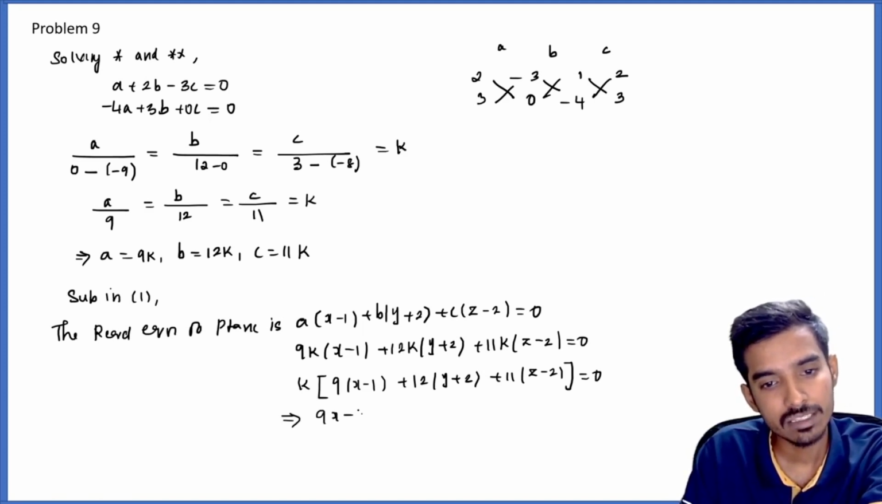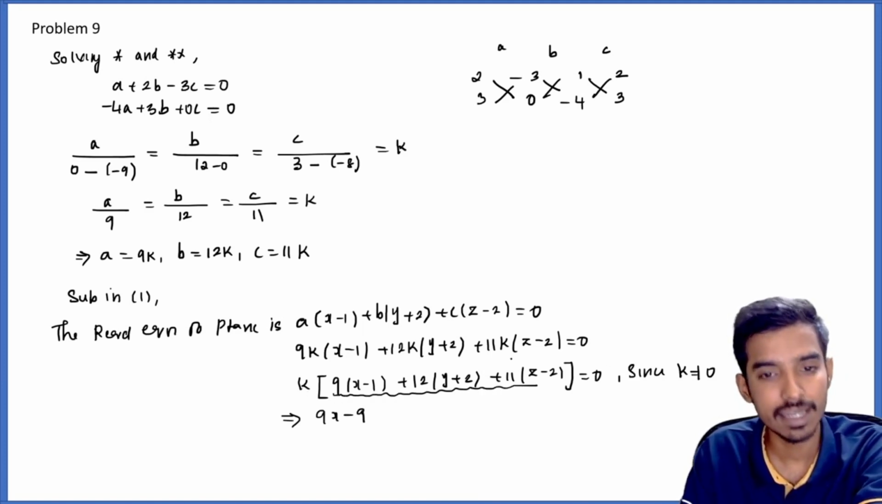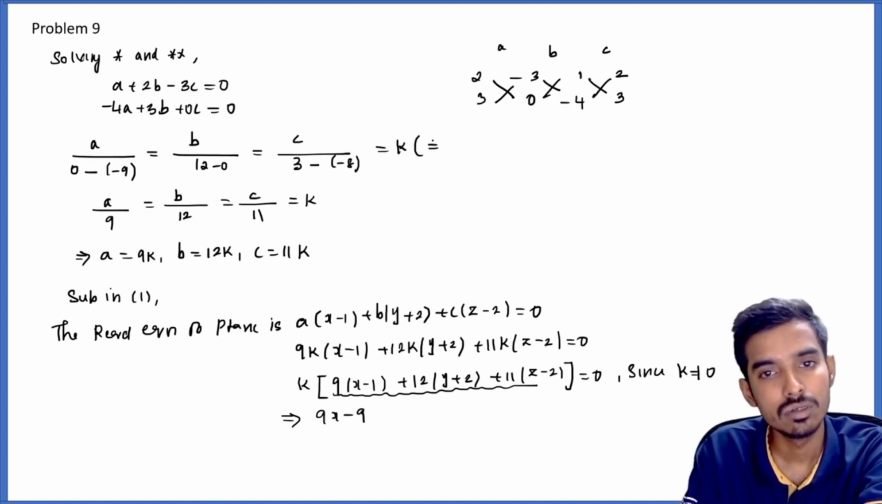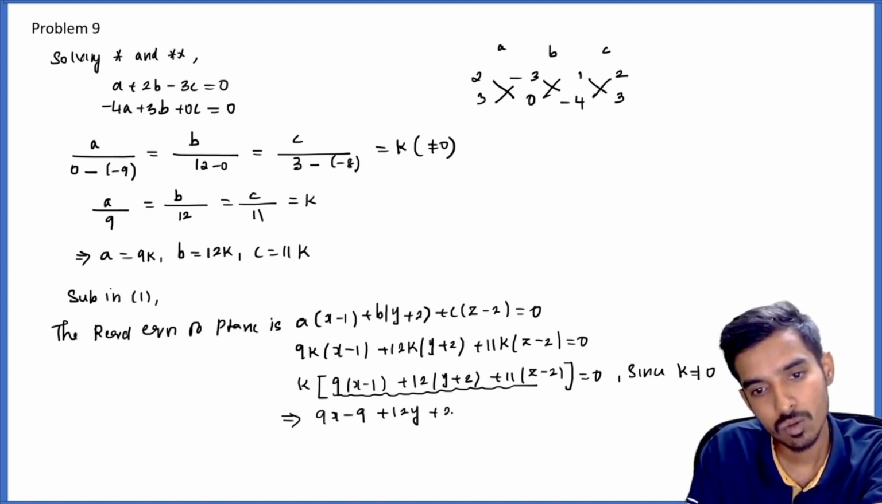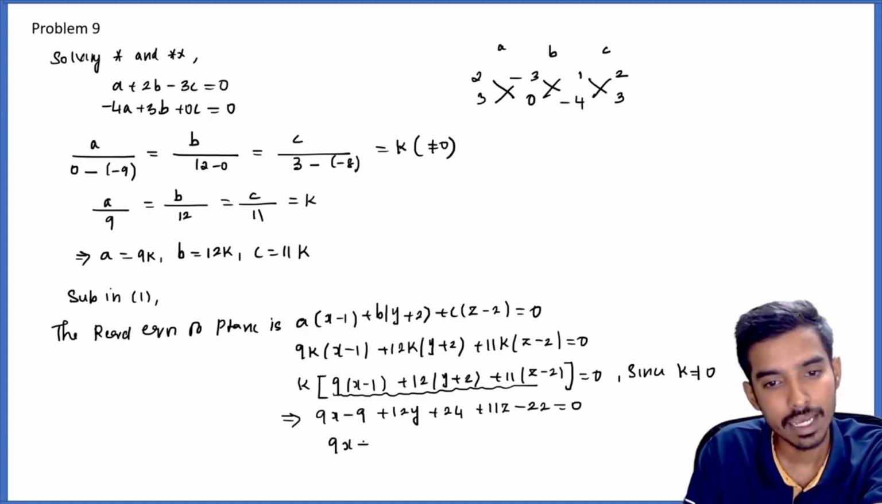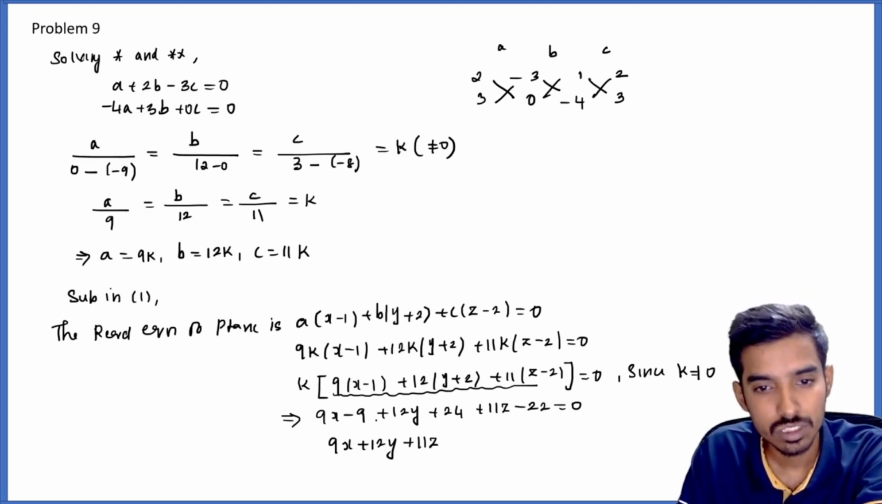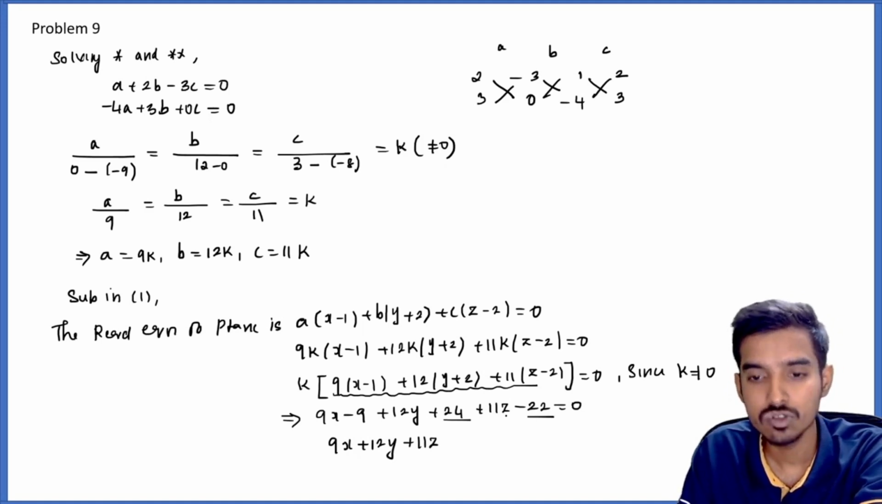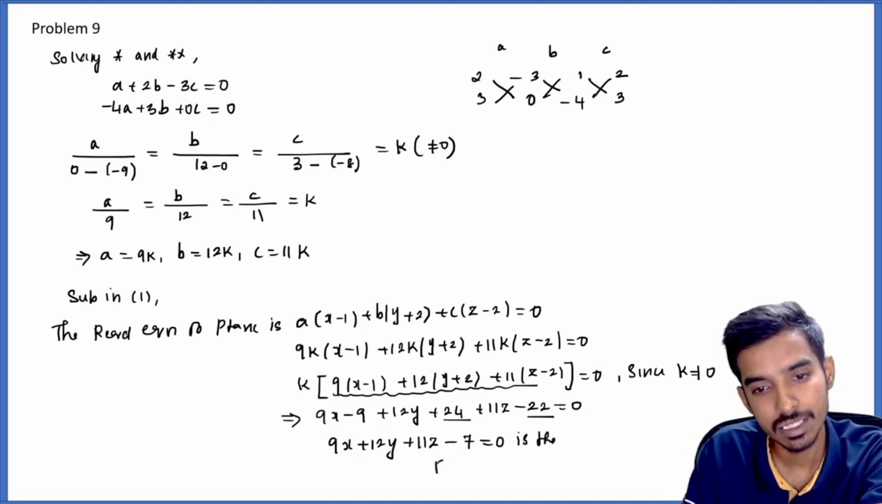So since k is not equal to 0, this term has to be 0, because you are multiplying two terms and getting 0 as an answer. This k is not equal to 0. That means this term has to be 0. So 9x minus 9 plus 12y plus 24 plus 11z minus 22 is equal to 0. So 9x plus 12y plus 11z, and then 24 minus 22 is 2, minus 9 plus 2 is minus 7, is equal to 0. That is the required equation. That's it.